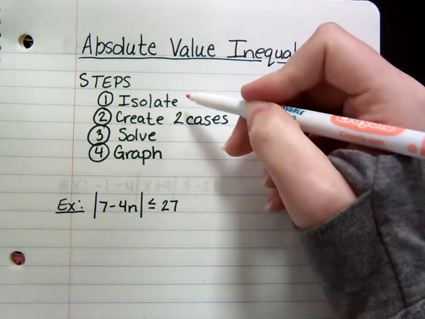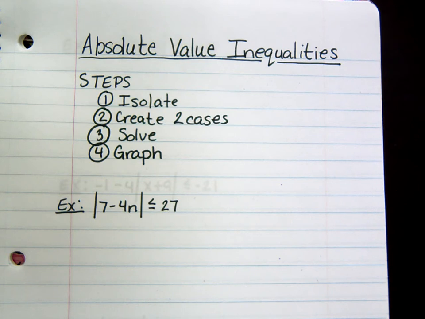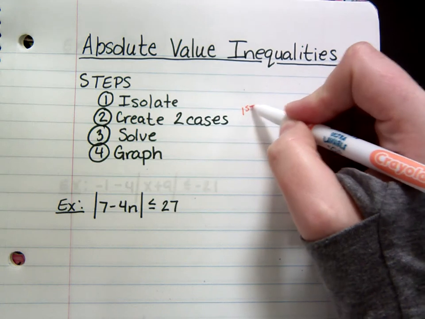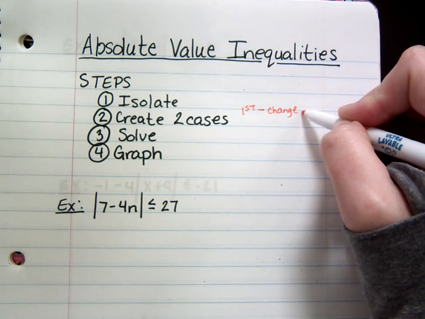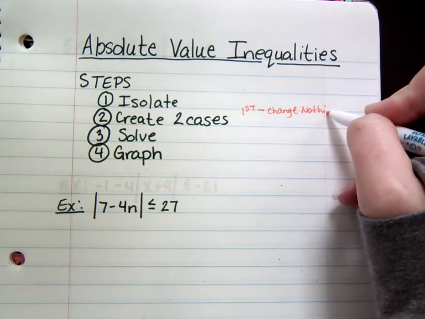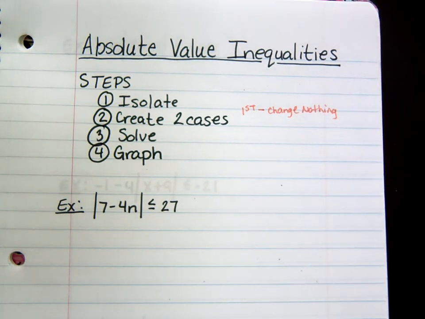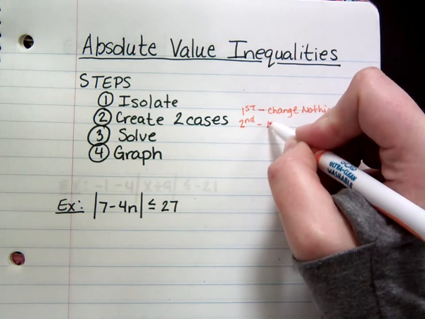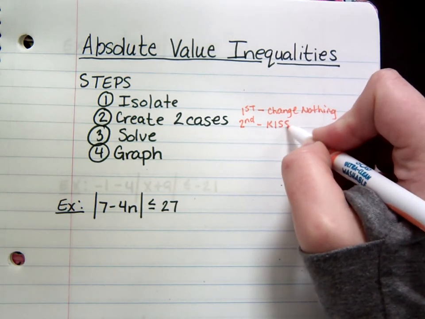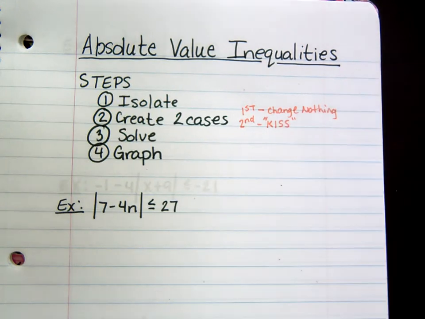Your first step is to isolate your absolute value on one side of the problem. Then you create two cases. In your first case, you don't change anything. Change nothing. For your second case, use the acronym KISS to help you remember what you're doing.